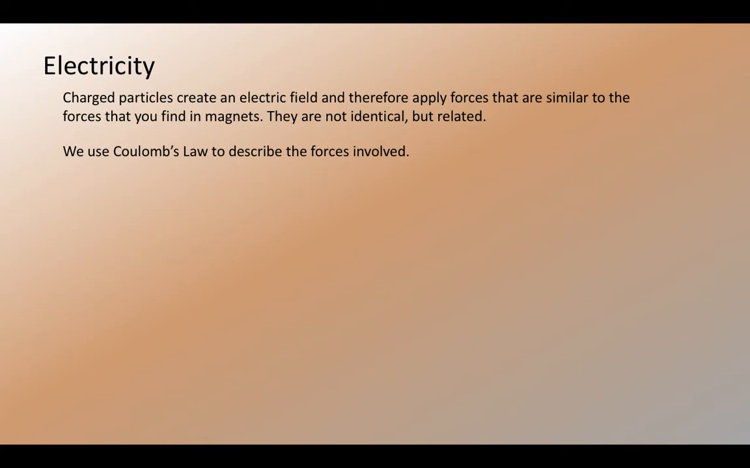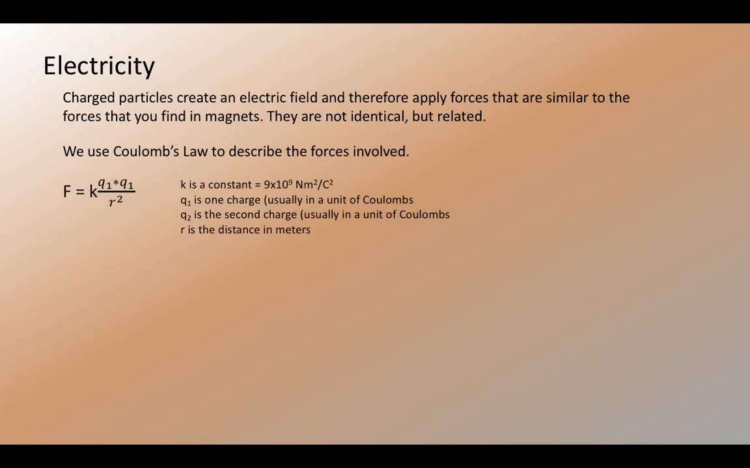So we use Coulomb's law to describe the forces that are involved. Coulomb's law is listed here on the left of your screen. The force is equal to K Q1 times Q2 over R squared. K is a constant, 9 times 10 to the 9th newton meter squared per coulomb squared. Q1 is one charge, usually in coulombs. Q2 is a second charge, also in coulombs. And R is the distance in meters.